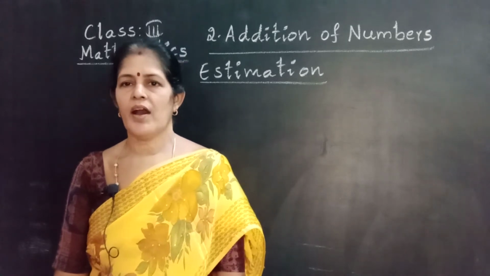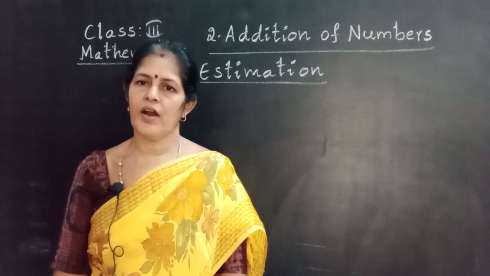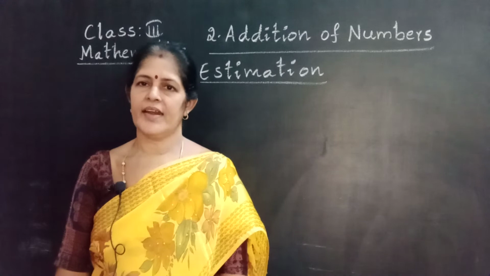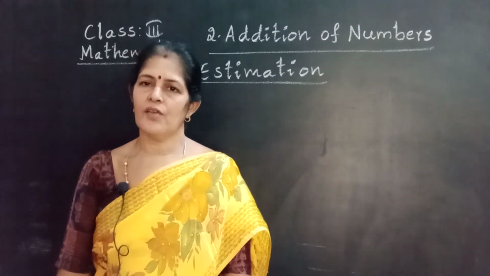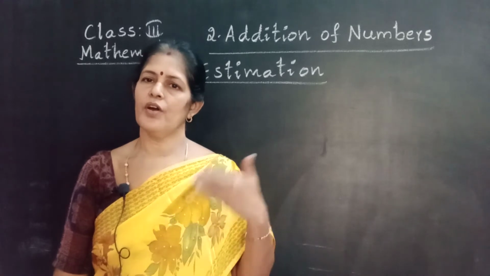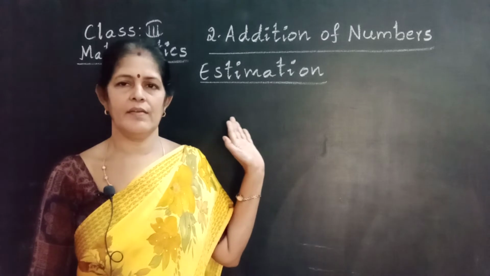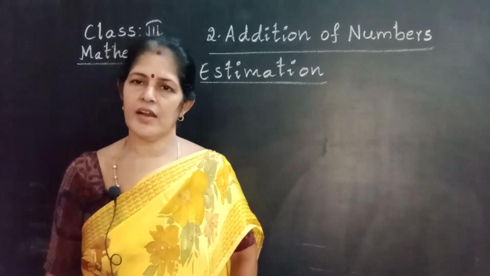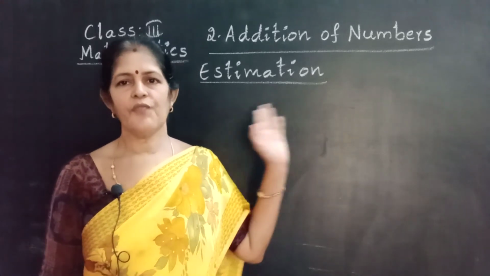We carry forward the tens number to the tens place. That means we carry forward ones to tens, tens to hundreds. That is called carrying forward one number to the next place, that means the left side place. The same way, addition of 4-digit numbers also with regrouping, carry forward.